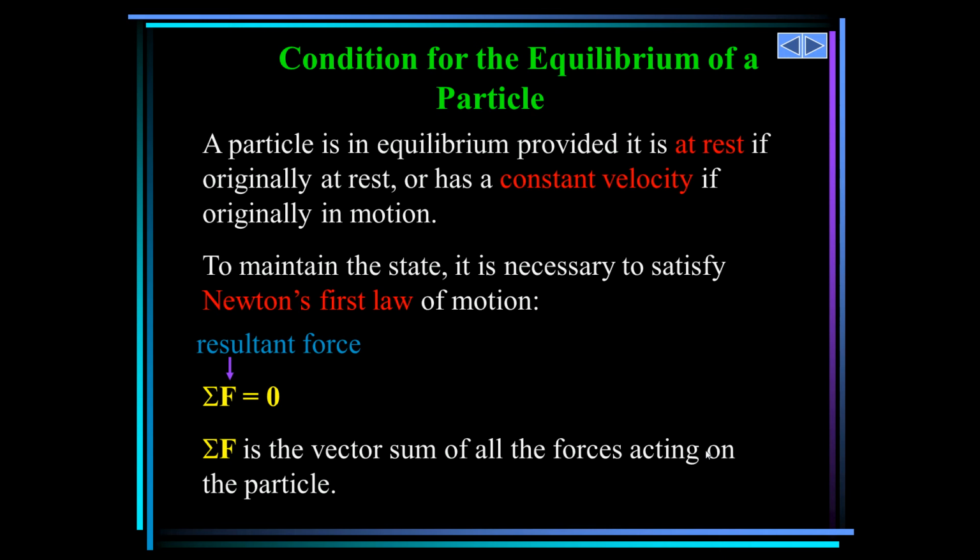The condition for equilibrium of a particle is that it is at rest if originally at rest, or has a constant velocity if originally in motion. To maintain this state, it is necessary to satisfy Newton's first law of motion, which means the vector sum of the forces, which we call the resultant force, will be equal to 0. So sigma F is the vector sum of all the forces acting on the particle.